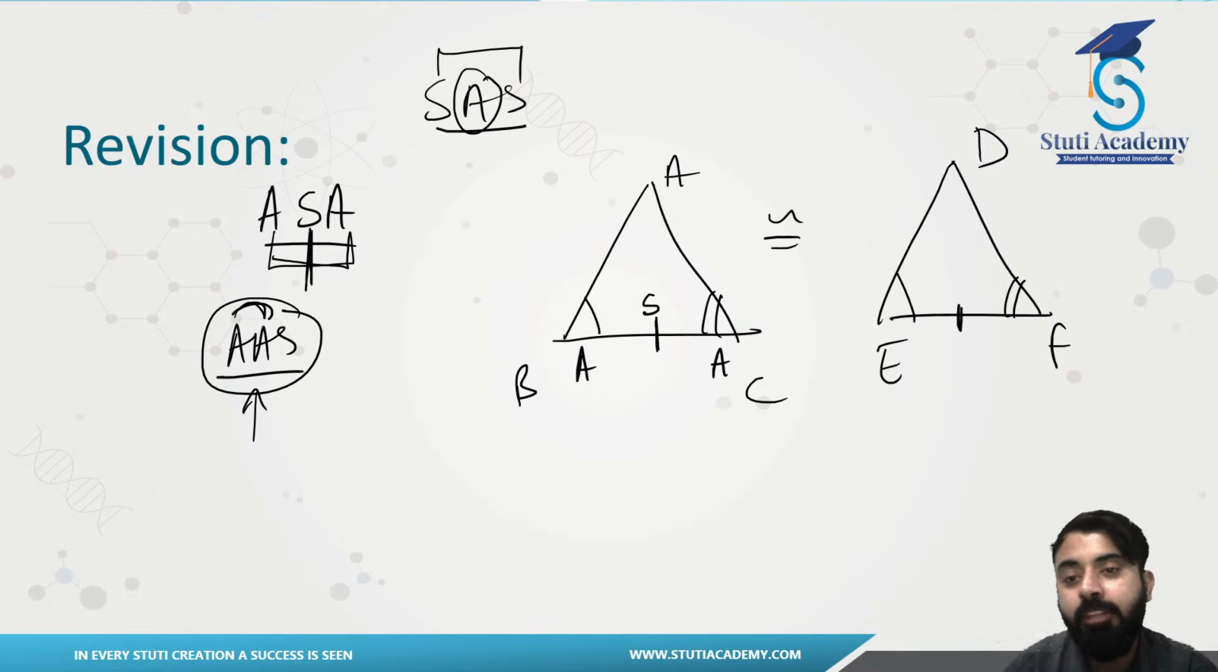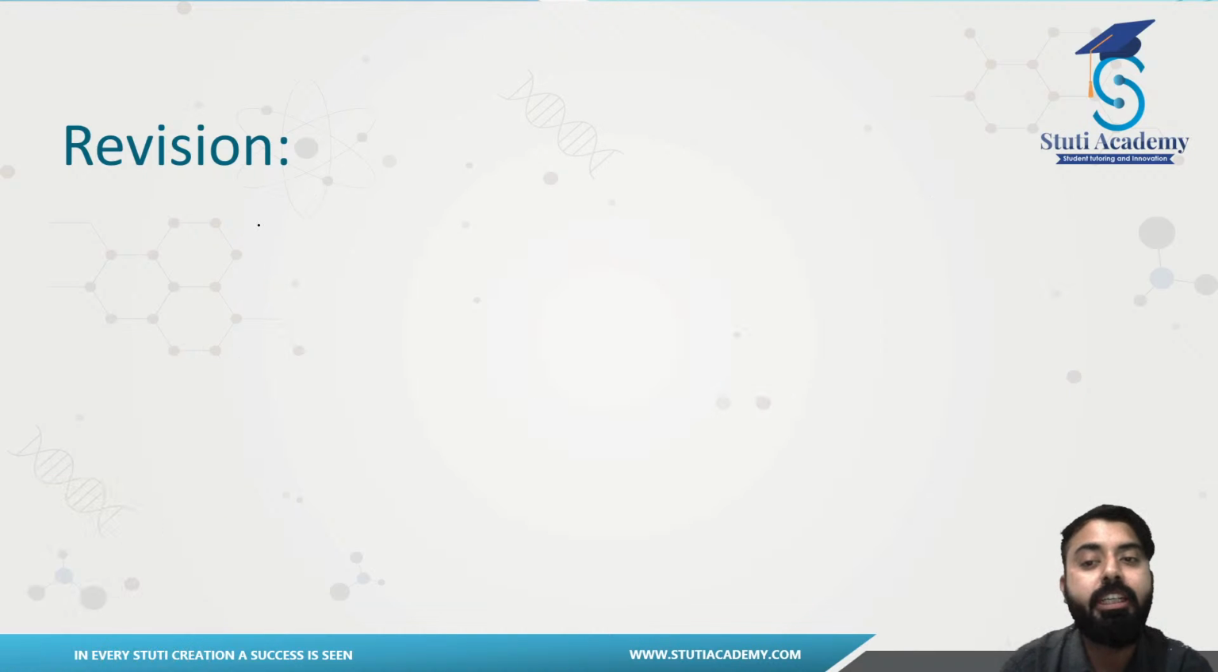So this is the main thing. These are the 4 congruency criteria, along with one more congruency criterion, which is right angle hypotenuse side. We will be explaining this today, most probably, or in our next session, which will be held tomorrow.